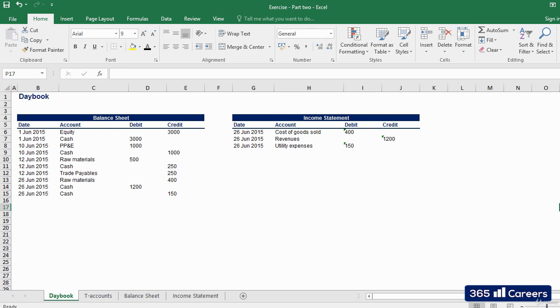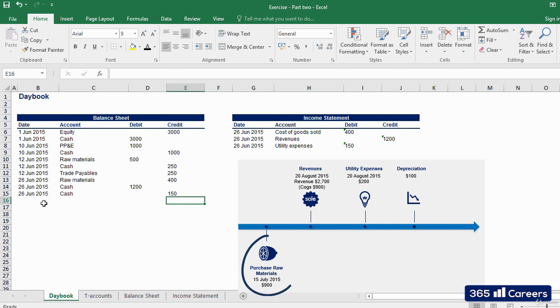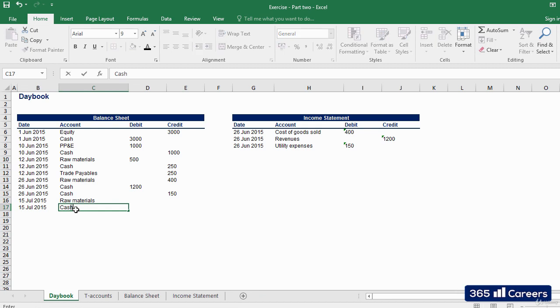Let's get started. First of all, we can see that on the 15th of July, the firm acquired raw materials for $900 and paid for them with cash. I'm sure that you already know how to do these entries. Think about it for a second. Ready? Okay, here we go.